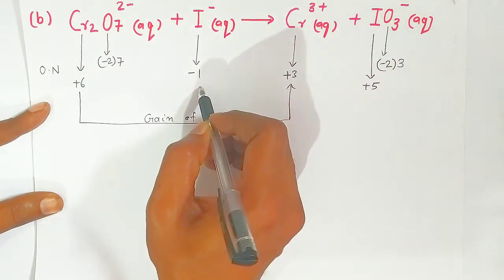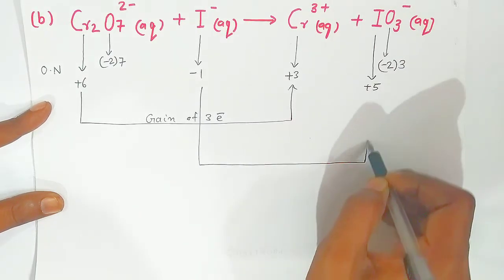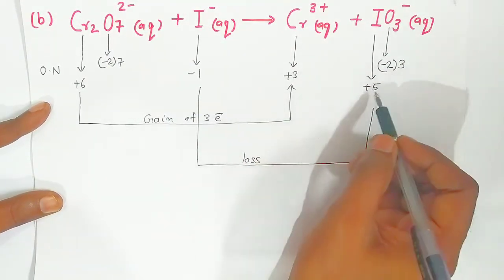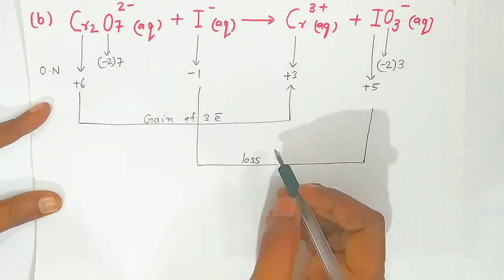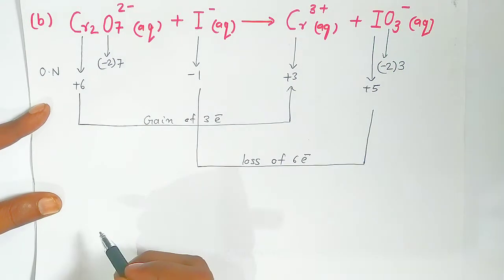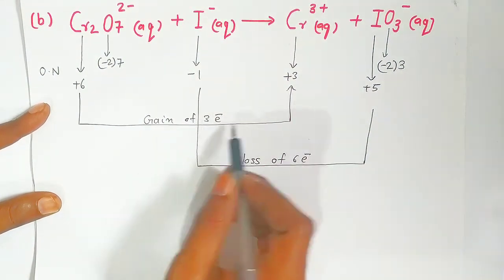Oxidation number, students, there is an increase in the oxidation number. When the oxidation number increases, there is a loss of electrons. How many electrons will iodine lose, students? To get +5 oxidation number, there is a loss of 6 electrons. Okay students, there is a loss of 6 electrons. If you want to equalize, you have to multiply this side by 2.